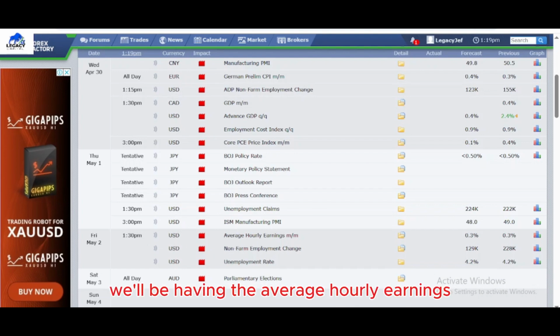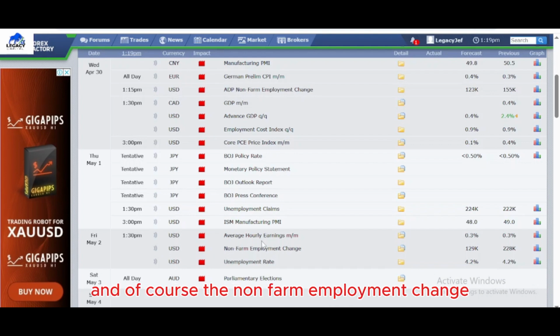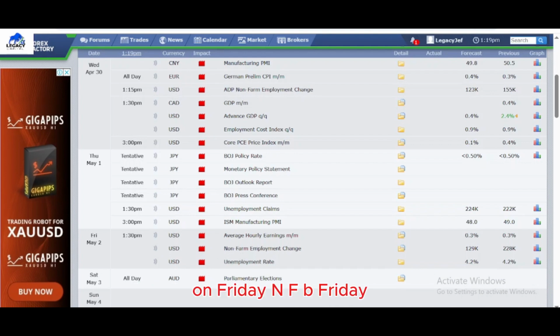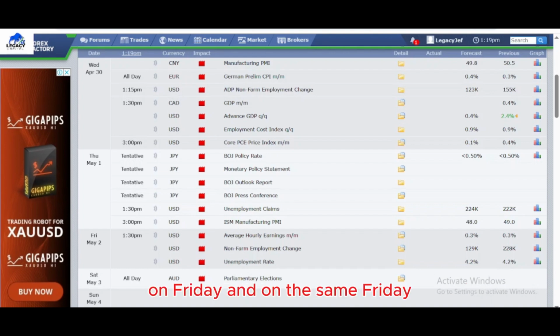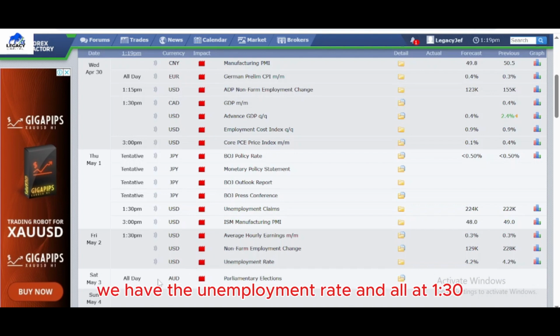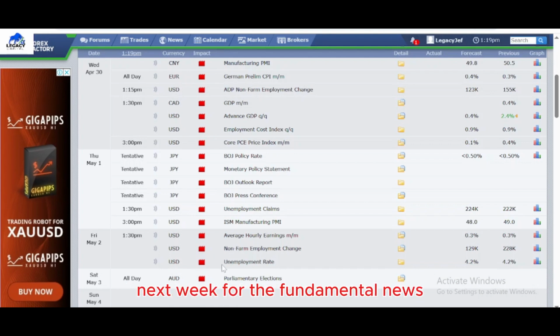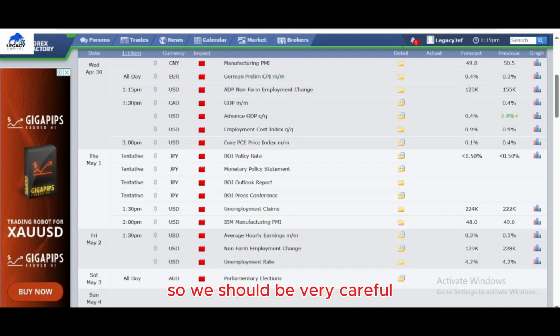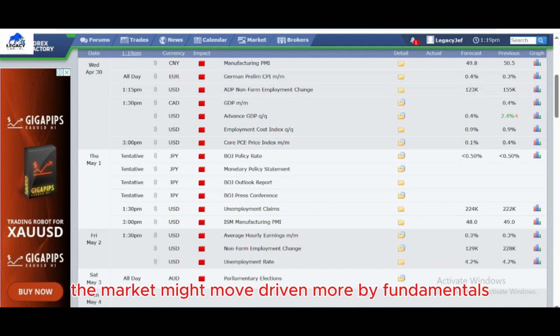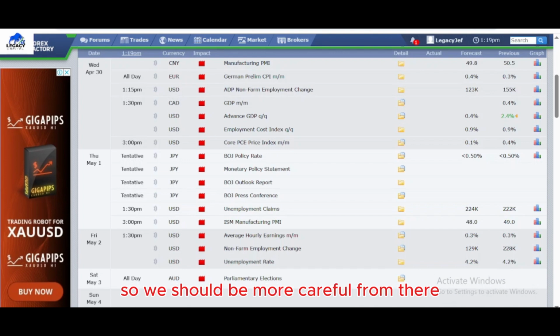And on Friday, we'll be having the average hourly earnings, and of course, the non-farm employment change on Friday, NFP Friday. Please be cautious. If you are not a fundamentals trader, then you should definitely stay away from the market on Friday. And on the same Friday, we have the unemployment rate, and all at 1:30, of course. So that's what we are expecting next week for the fundamental news, and we should know that next week we have NFP news, so we should be very careful. The market might move driven more by fundamentals, so we should be more careful.